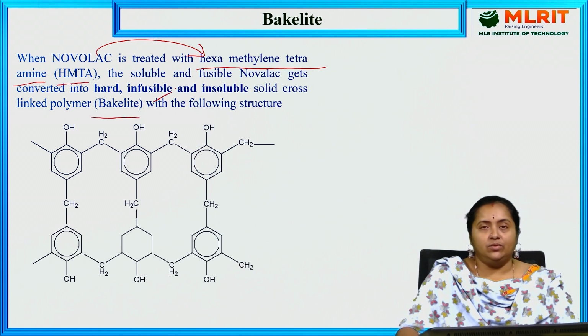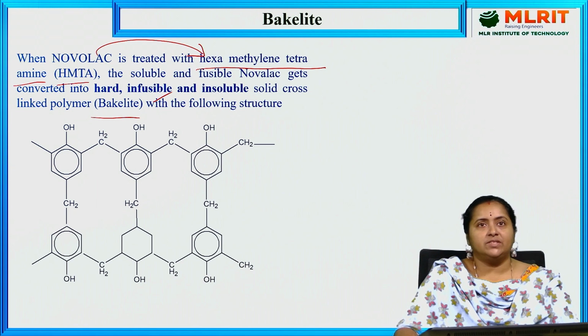Initially, Novolac is a linear polymer that is produced in step 2. It is a white colored solid mass which is very soft in nature, fusible, and soluble in organic solvents. If that Novolac is treated again with hexamethylene tetraamine, that is HMTA, in step 3, which is a polymerizing agent, then it will result in the formation of a baby pink colored, pale pink colored solid mass, which is what we call bakelite.